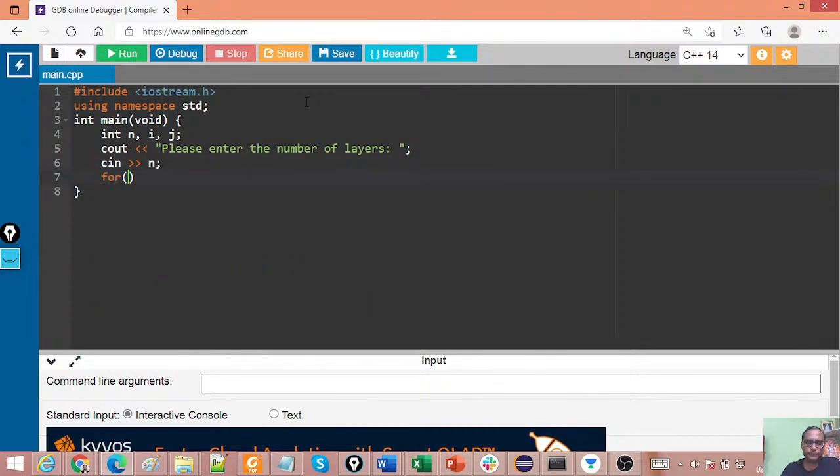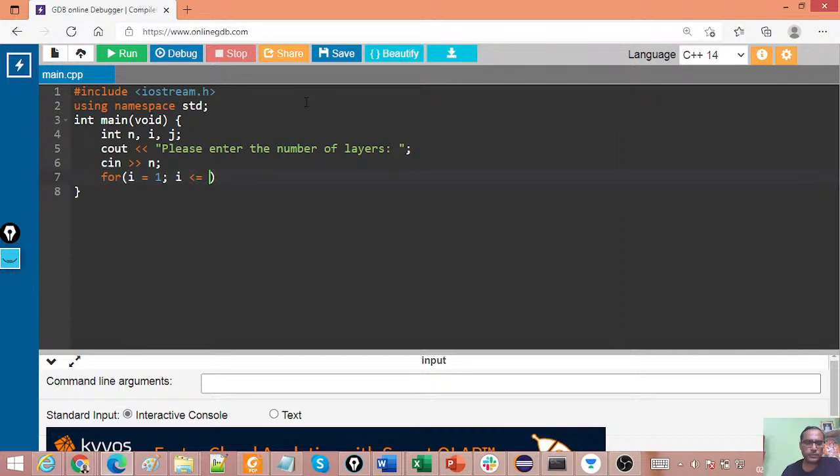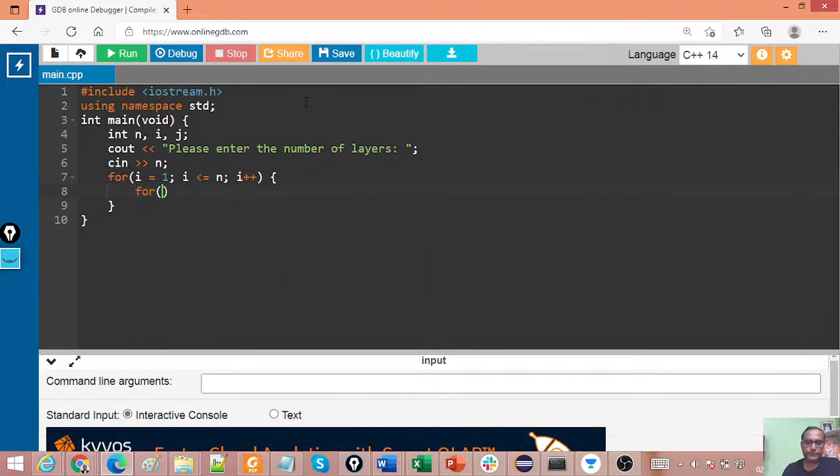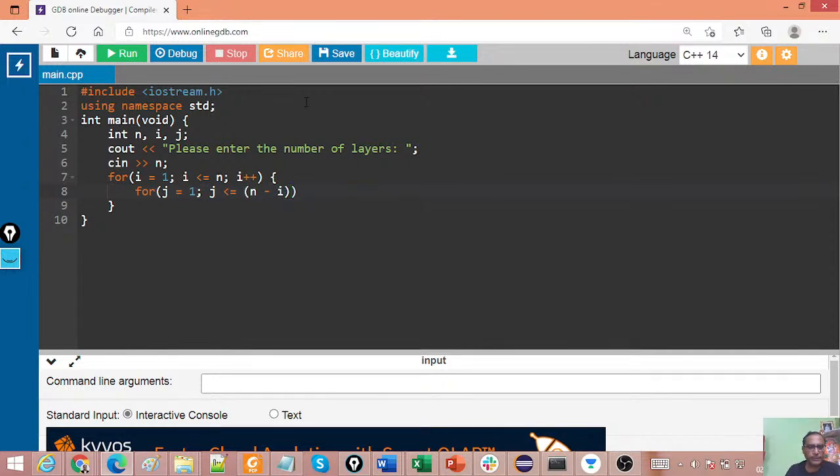Now for i equal to 1, i less than or equal to n, and then i++. Okay, then for j equal to 1, j less than or equal to, so what is the blank logic we had? We had n minus i as the blank logic. I think we can recall. We have this j++. Then you shall go for printing a blank space.